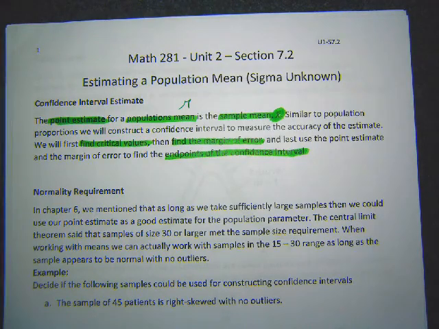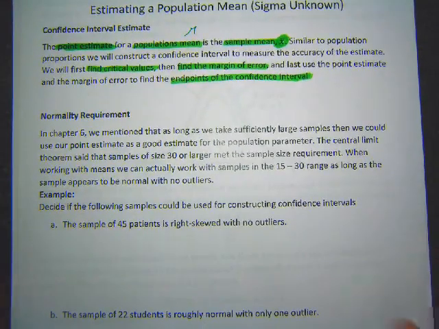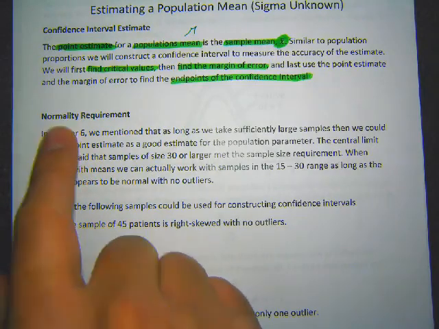One thing is the requirements. So when we were doing the last section, we just had those requirements about binomial distribution, normal, and then the whole successes and failures being at least 5. Well, the requirements for the means are a little different. What we're going to really require is normality.